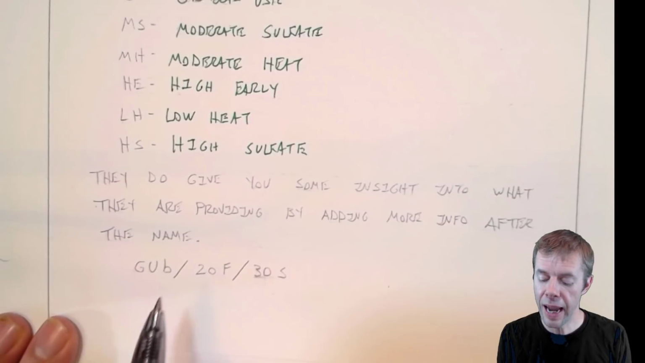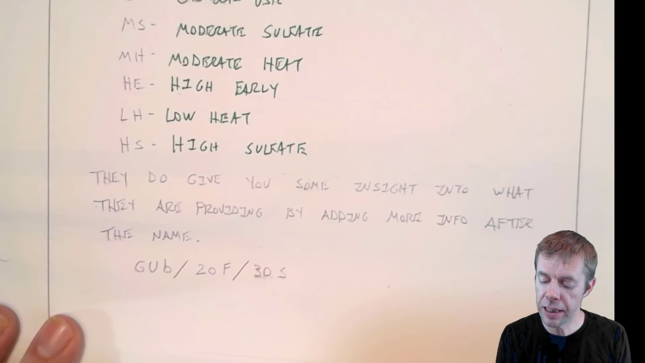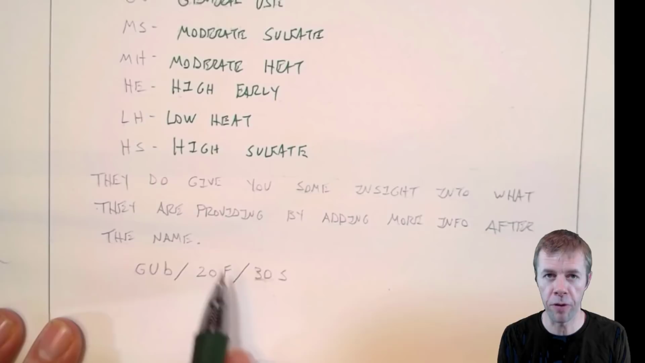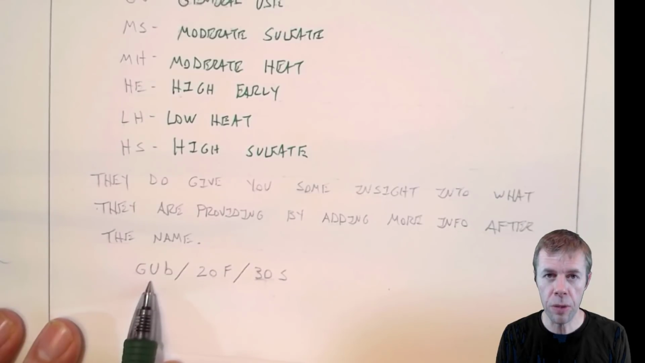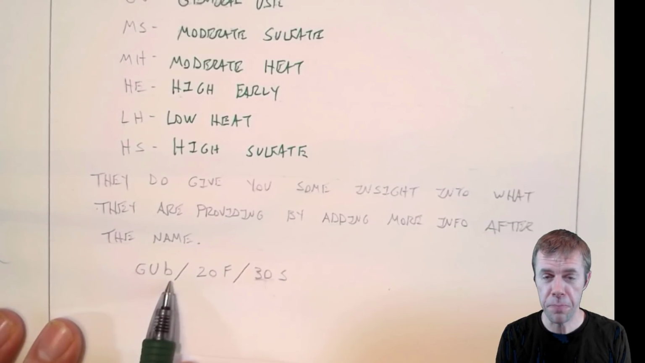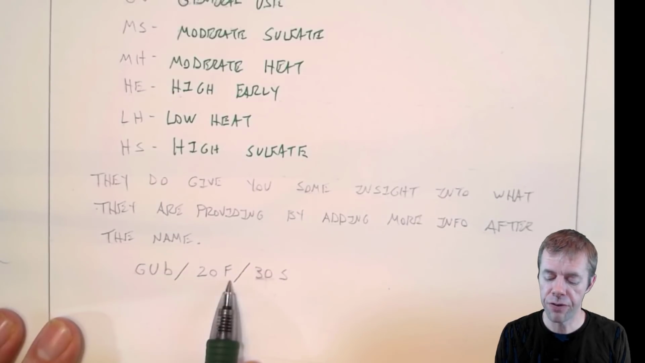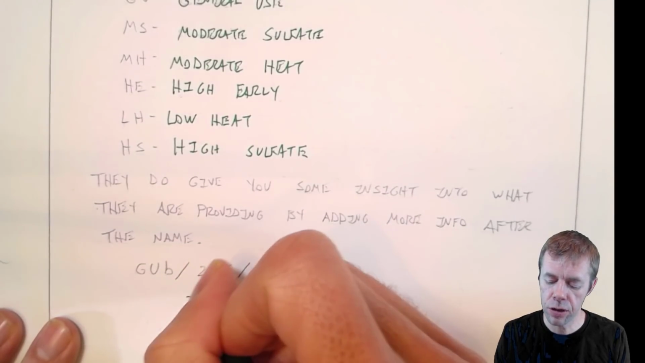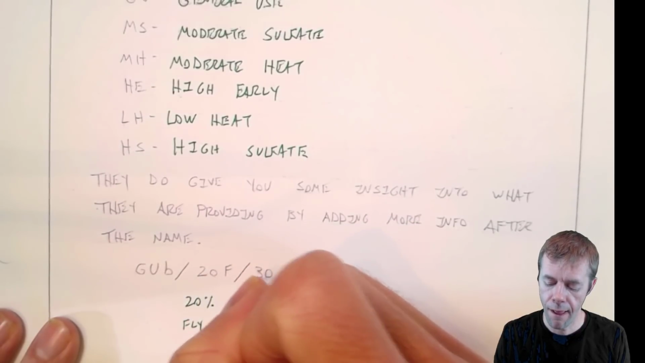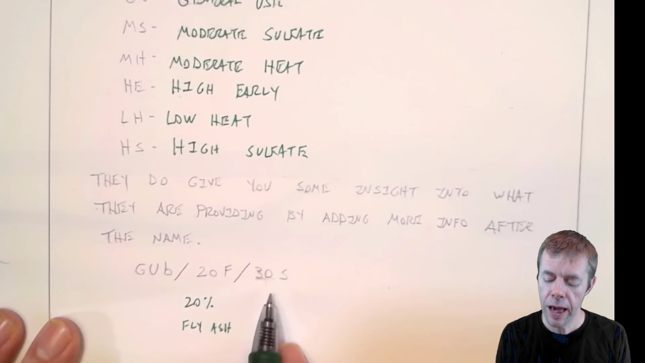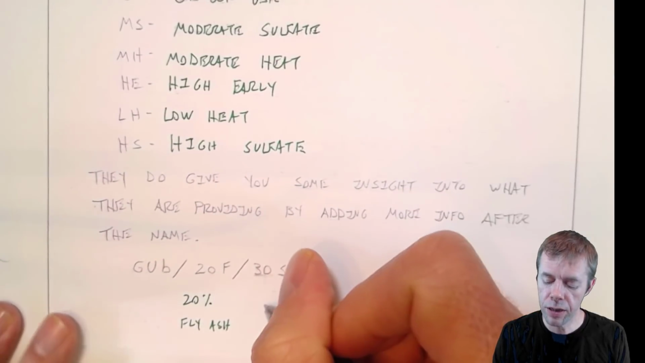Now, at least in Canada, they have decided to give you some insight to what they're providing by adding more information after the name. For example, they might tell you a GU, that means it's a general use, but it's B, that means it's blended, okay? Then 20F, 20% fly ash, 30S, 30% slag.